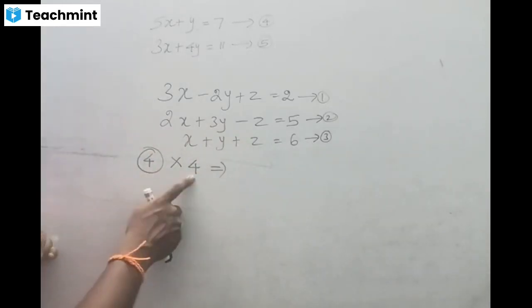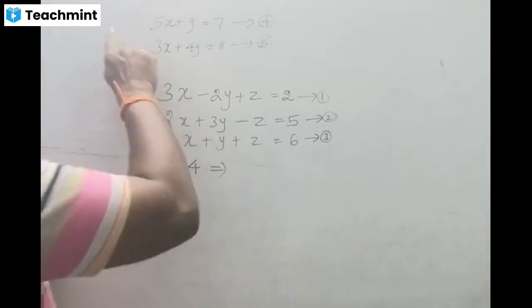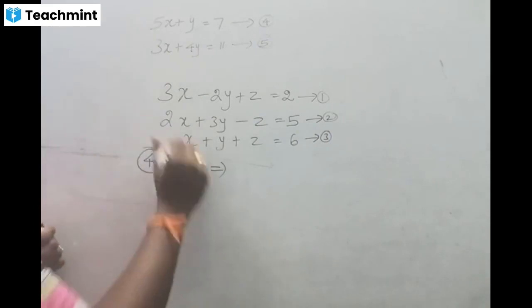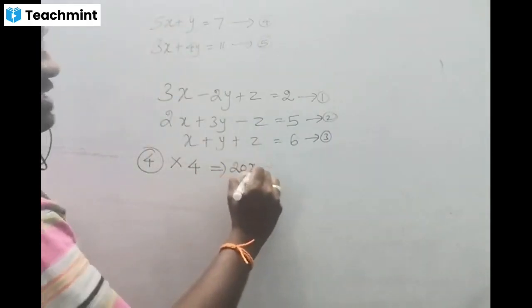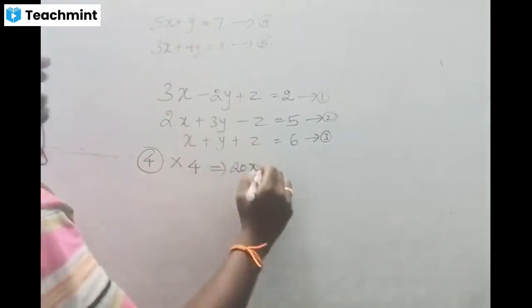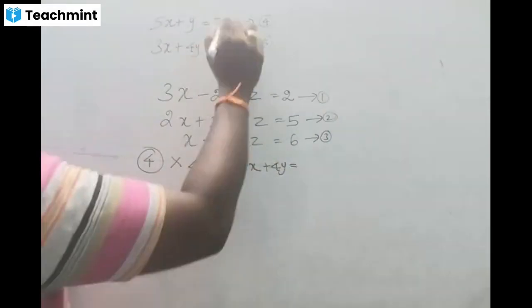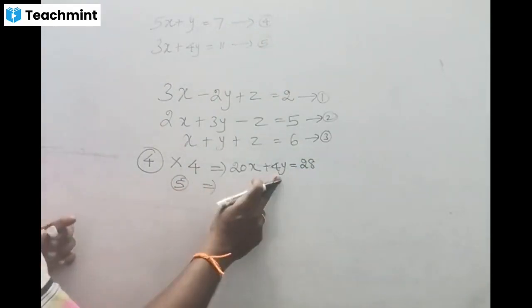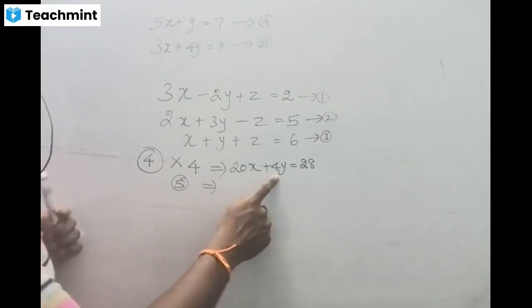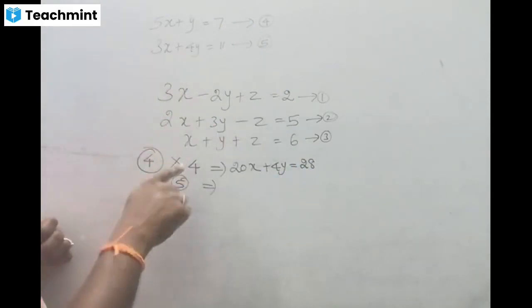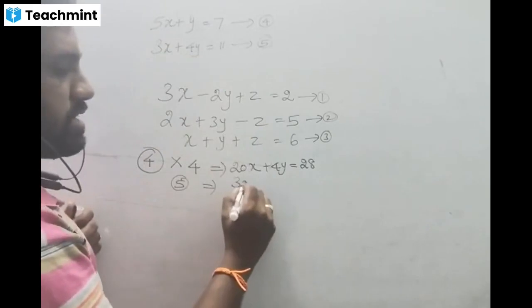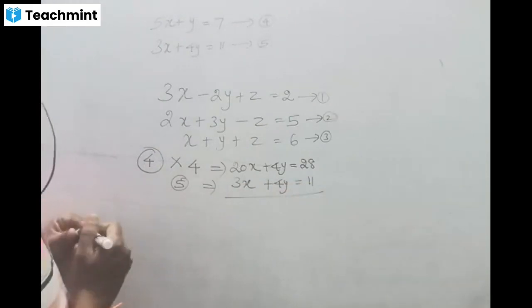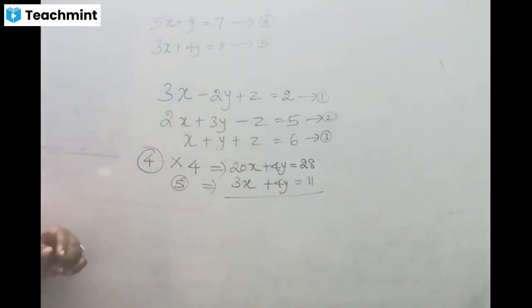So equation 4 will be multiplied by 4. If I want to multiply by 4, then I have to multiply all the elements in the equation, right? So 4 times 5 is 20x. And 4 times y is 4y. 4 times 7 is 28. Then we can write the fifth equation as it is, because the fifth equation already has 4y. So no need to change anything. Here 3x plus 4y equals 11. Can you understand?